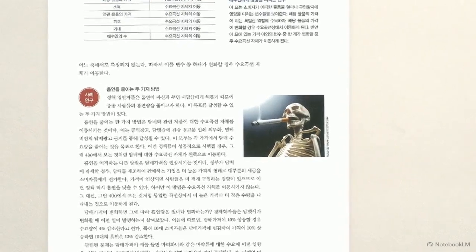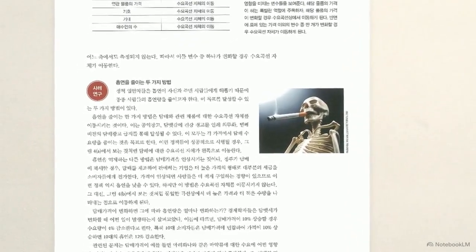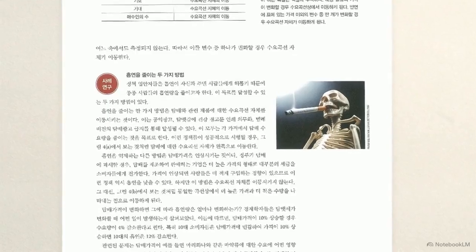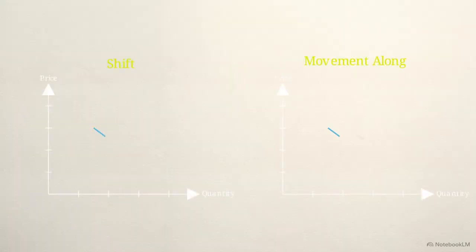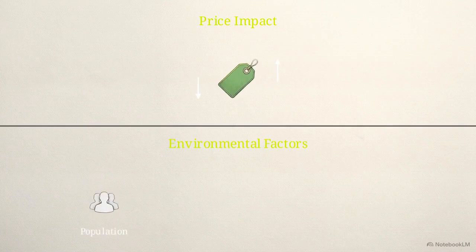The government wants to reduce smoking, and economically, there are only two distinct ways to achieve this. This distinction provides a reliable framework for identifying when a curve shifts versus when it remains stationary. Modeling these interventions requires separating the impact of a product's price from the environmental factors that shape demand.